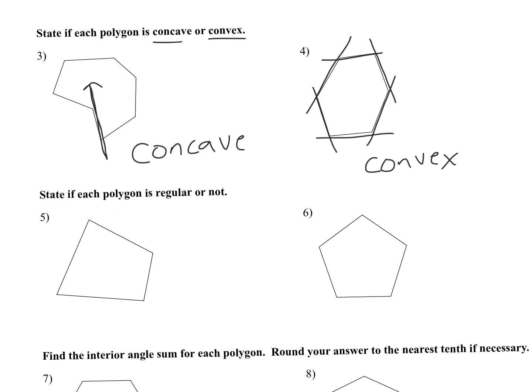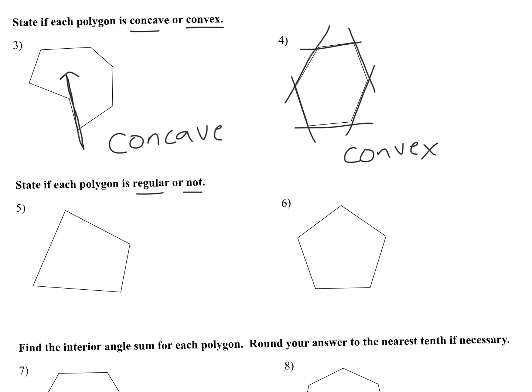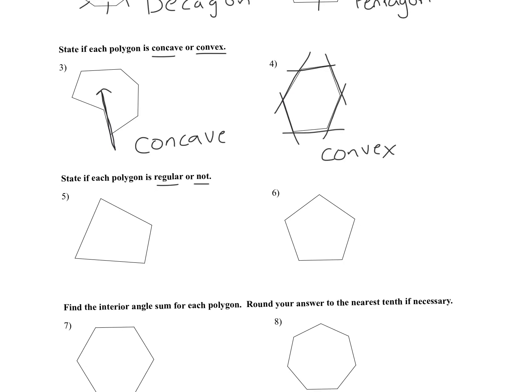5 and 6. It wants regular or not. There were 3 things you need for it to be regular. What was one of them? All sides have to be the same. What was the other one? All angles have to be the same. What was another one? Has to be convex. Number 5, does that one look regular? No, it looks wonky. Not all the side lengths are the same. What about number 6? Does that one look regular? It's convex, and the sides look regular. What shape is that? It is a pentagon.